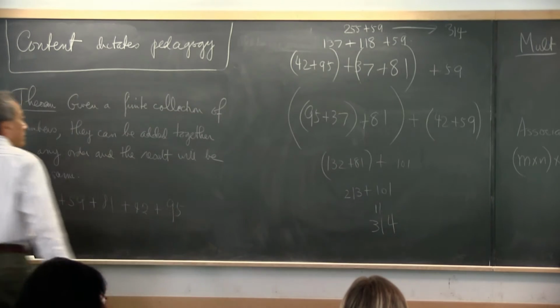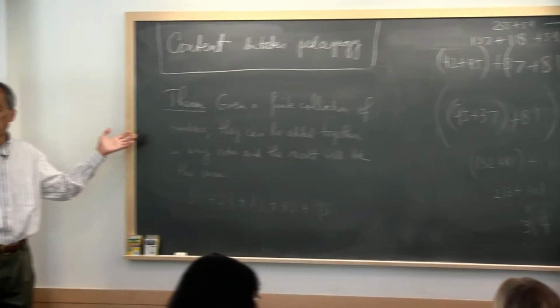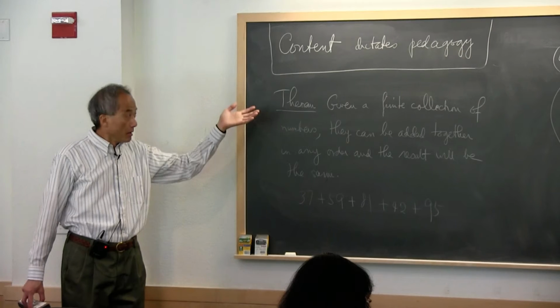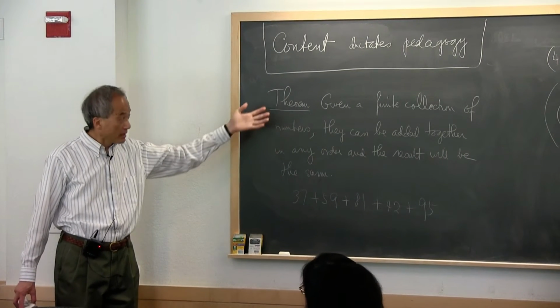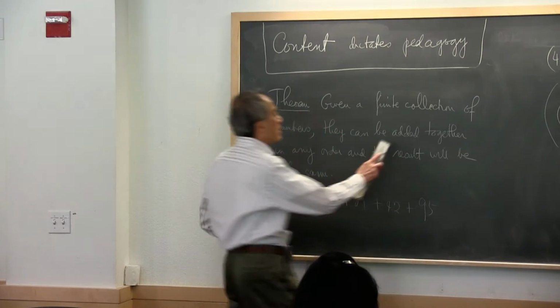Now, for multiplication, of course, it is exactly the same statement. Multiplication is also commutative and associative. And the upshot is exactly the same statement: they can be multiplied together.